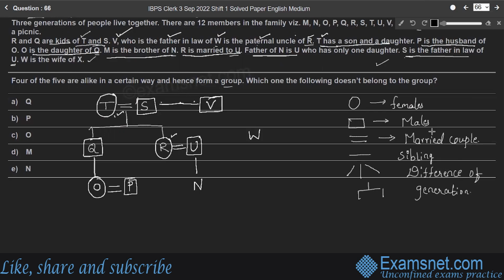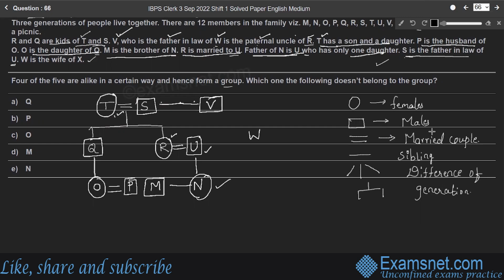Next one. M is the brother of N. So M and N are siblings. M is the brother, therefore M is a male. Can we write N as female? Yes. Next, the father of N is U, who has only one daughter, therefore N is female.